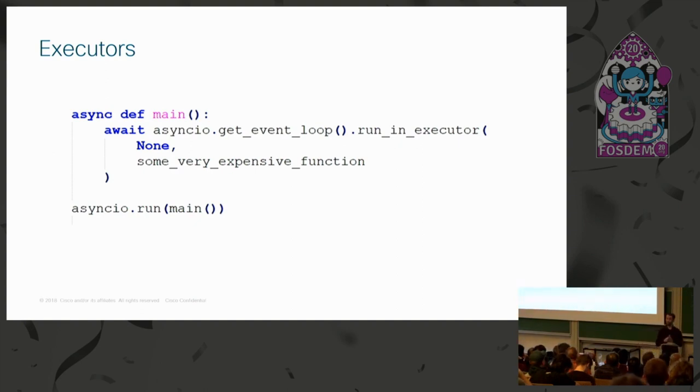If you have something which is very computationally expensive, you could run it in another thread and have the main thread, the main event loop, go on and respond to incoming connections. So in this case, the executor will run on another thread or on another process, and the await can still be used to wait for the outcome of that piece of code.